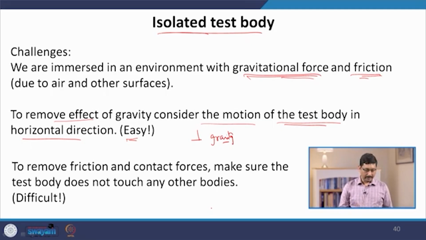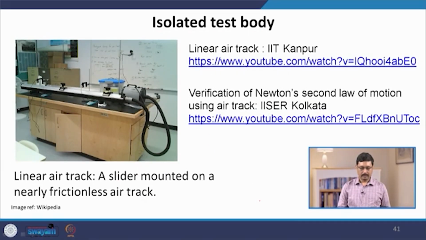What is difficult and challenging is to remove the friction and all sorts of contact forces. To do that you have to make sure that the test body does not touch any other body. So, no contact. This is a bit difficult to achieve in an experiment. But suppose you can do that. The closest approximation of this kind of system which is achieved in the laboratory is usually demonstrated by something called a linear air track.